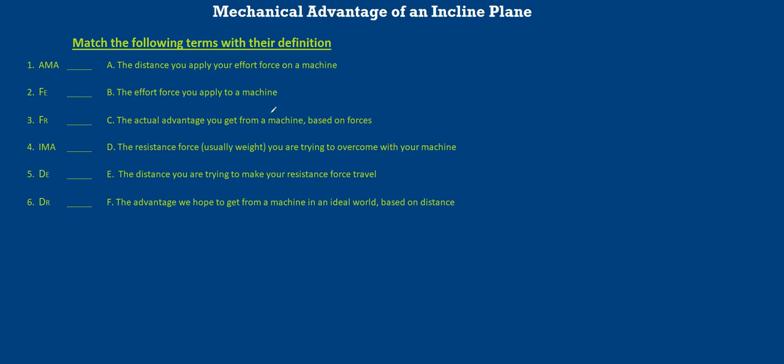So now that we've been introduced to mechanical advantage, I wanted to look at each of the simple machines and their individual nuances. And let's begin with what I consider the simplest of the simple machines, the inclined plane. But before we begin looking at an actual example calculating mechanical advantage of an incline, let's do a quick review where you match these terms that we need to know to their definitions.